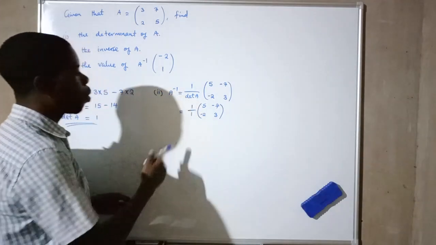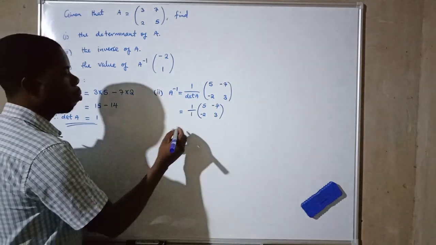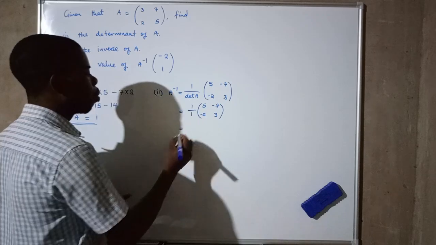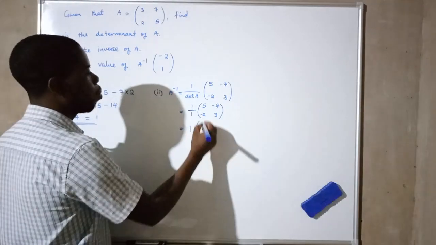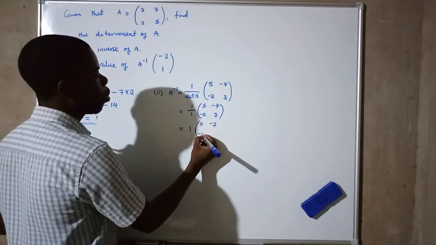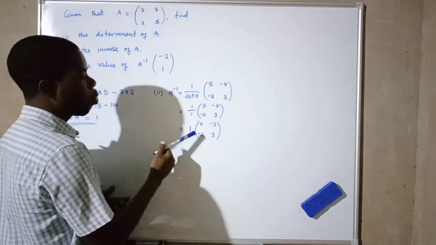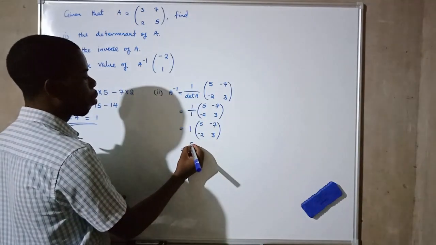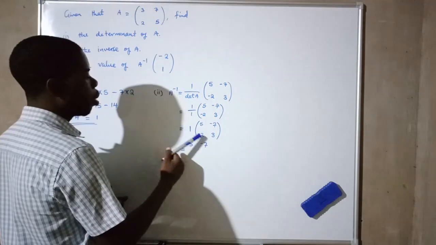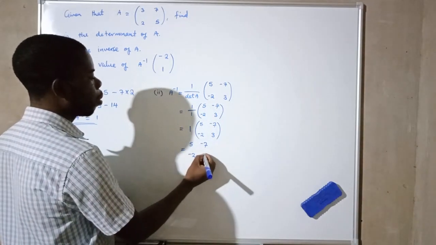Now this one is simple because we have a 1 here. So you must understand that this one will be like this. 1 over 1, what do we get? 1. Then 1 times now this 5, negative 7, negative 2, 3. Okay? So you say 1 times 5, 5. 1 times negative 7, negative 7. 1 times negative 2, negative 2. 1 times 3, it will be 3.